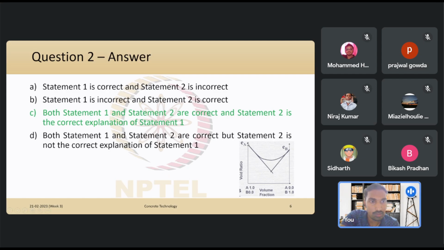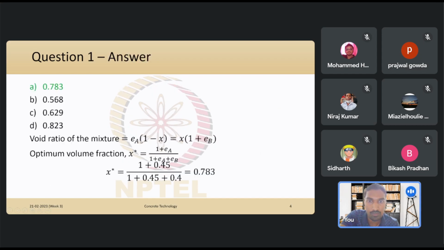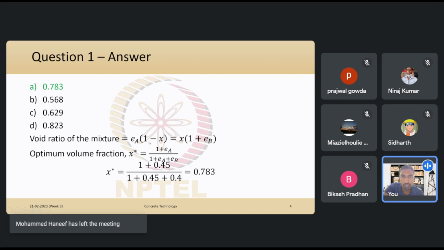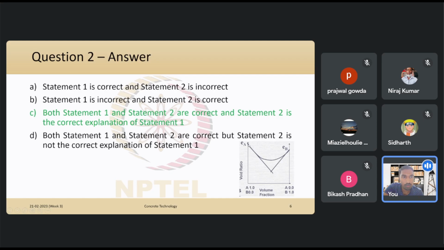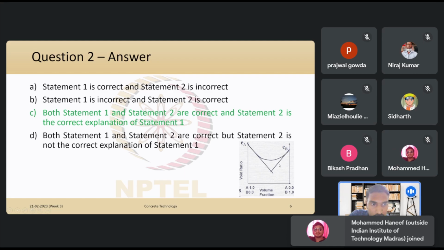And we saw this in the lecture, right? So if we did not account for particle interference, then, as I showed in the previous questions, we have the two expressions for the void ratio, eA into (1 minus x) and x into (1 plus eB), right? So if we plot that, we will get these two straight lines. So this is without accounting for the particle interference.